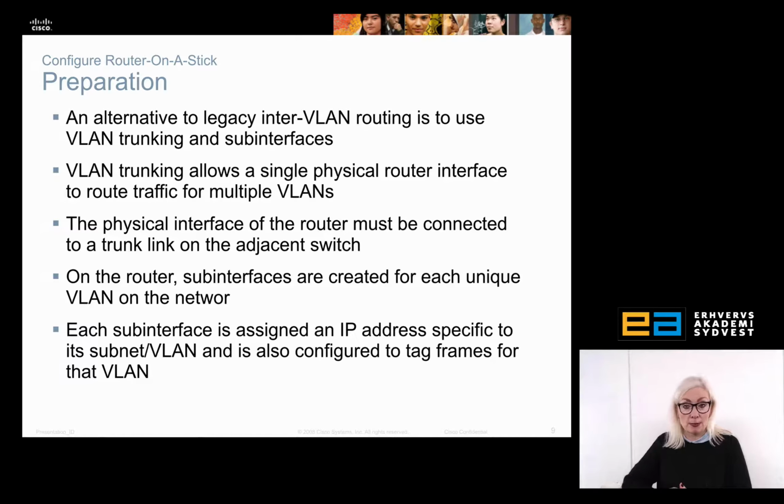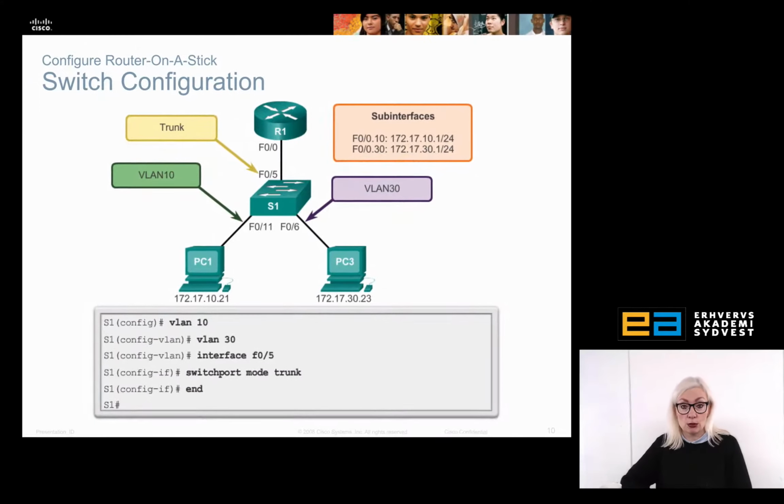So we create sub-interfaces and we create a trunk port between the switch and the router. And then we set them up, of course, again with the correct IP addresses. So let's have a look at how to do that. On the switch, of course, we still need to assign the ports and create the VLANs. And then we now change FastEthernet 0/5 to be a trunk port instead. And we do that with the command switchport mode trunk. So now port 5 is a trunk port and we'll be able to send information from all different VLANs.